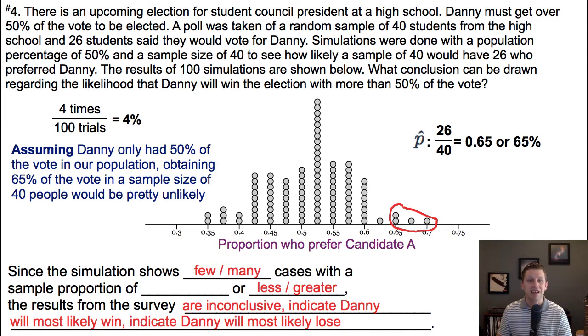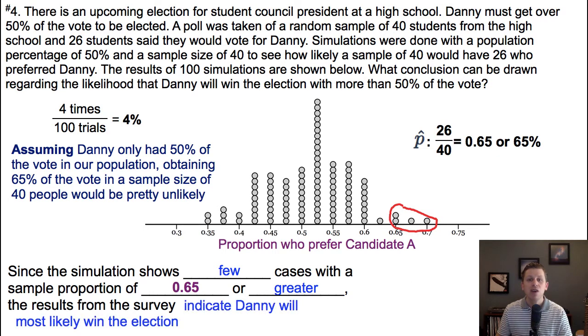So we can say that the simulation shows very few cases, few because only 4 out of 100, with a sample proportion of 0.65 or greater. Again, we're saying greater because these values are to the right of the mean of 50%. So the results from the survey show that Danny will most likely win the election. It's very unlikely that Danny only had 50% of the vote. We can see that Danny probably had much more than 50% of the vote because this didn't happen when we assumed 50%.